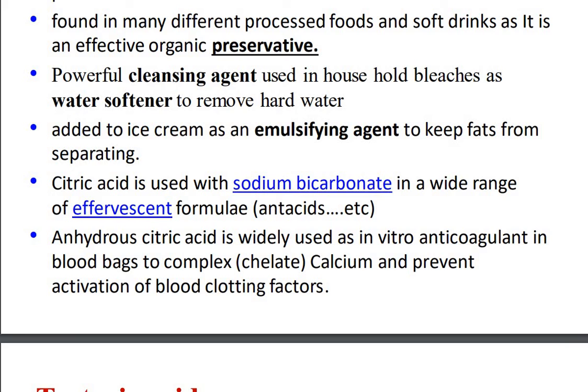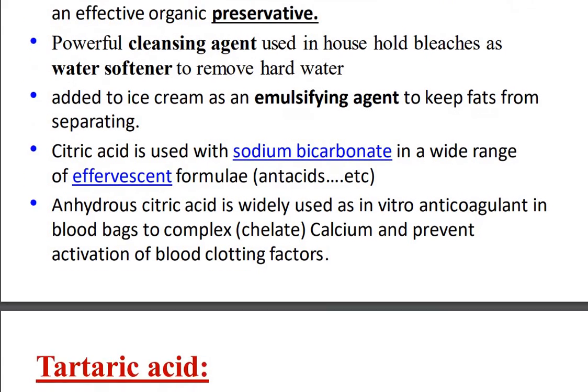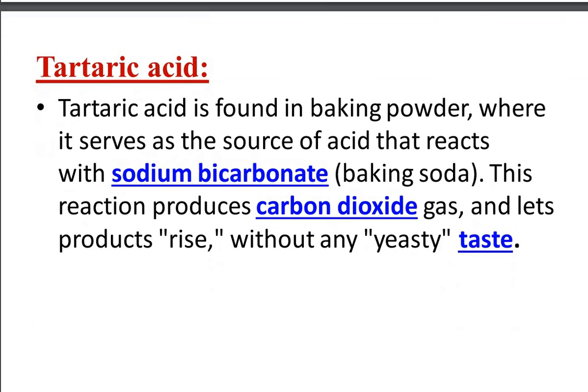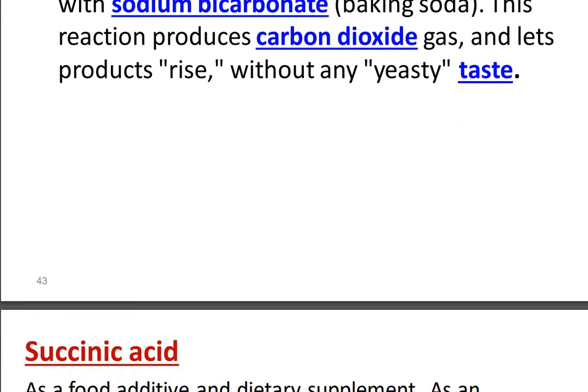Citric acid is used with sodium bicarbonate in a wide range of effervescent formulas. Anhydrous citric acid is widely used as an in vitro anticoagulant in blood bags to complex calcium and prevent activation of blood clotting factors. Now, tartaric acid. Tartaric acid is found in baking powder, where it serves as a source of acid that reacts with sodium bicarbonate, baking soda, and this reaction produces carbon dioxide gas and lets the dough rise without any yeasty taste.